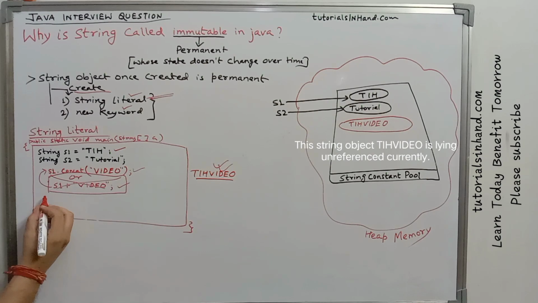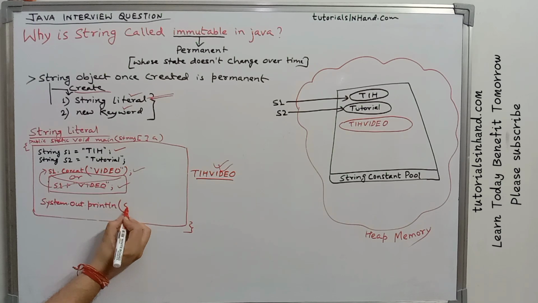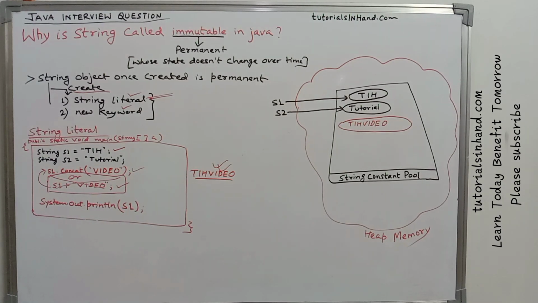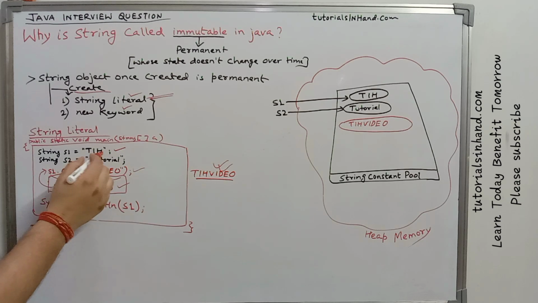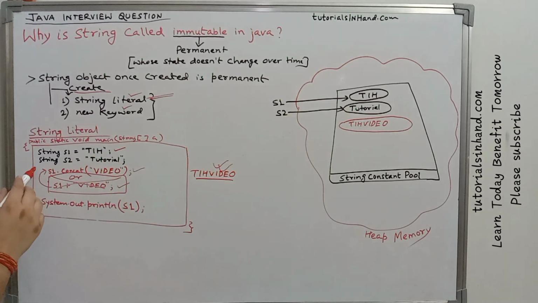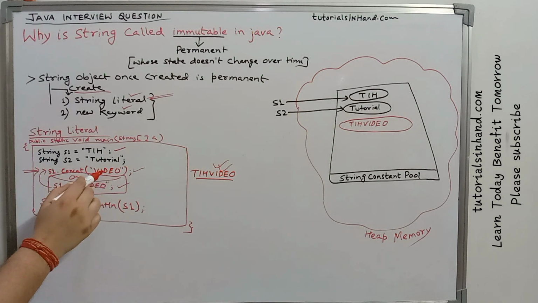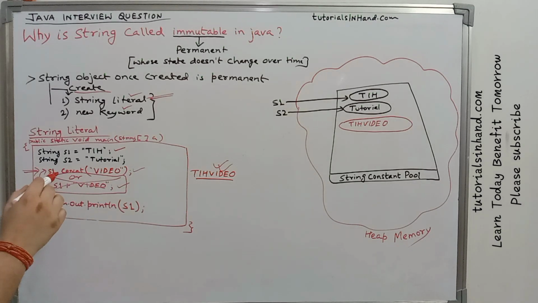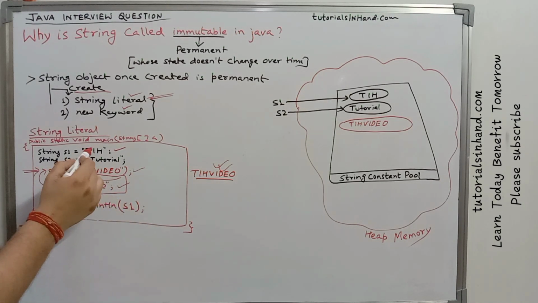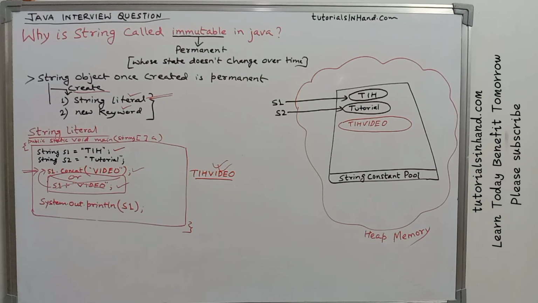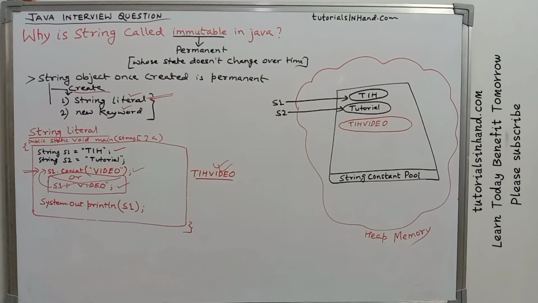And now if you write system.out.println s1, what do you think will get printed over here? The original value of s1, that is TIH, or the newly created object when we concatenated this new string with the s1? That means TIH video will get printed over here, or TIH will get printed. What is your guess? Or according to logic, what do you think will get printed? We will still get TIH over here as a result output.